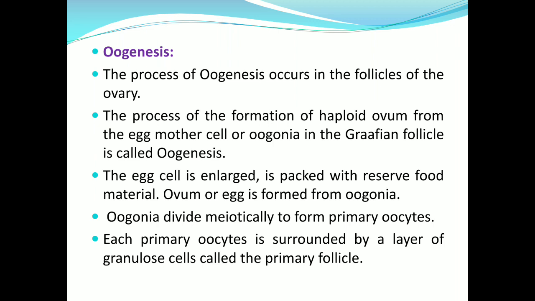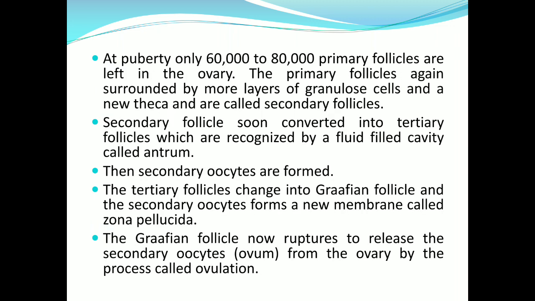Now the next topic is oogenesis. Oogenesis occurs in the follicle cells of the ovary. Oogenesis is the formation of a haploid ovum or egg from the egg mother cell, also called oogonia. Oogonia divide to form primary oocytes. Each primary oocyte is surrounded by a layer of granulosa cells, called the primary follicle. During puberty, 60,000 to 80,000 primary follicles are left in the ovary.